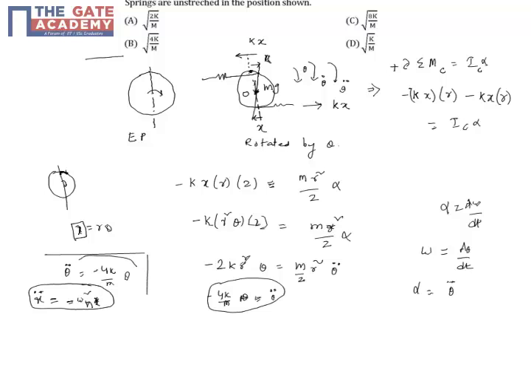So comparing in that form, this 4k by m has to be omega n whole square. Okay, so comparing, because we got theta double dot as some constant into theta. So when you have this kind of equation, you get simple harmonic motion, and that constant is nothing but 4k by m, and that is the square of the natural frequency. So root 4k by m is the natural frequency. So the answer is B.